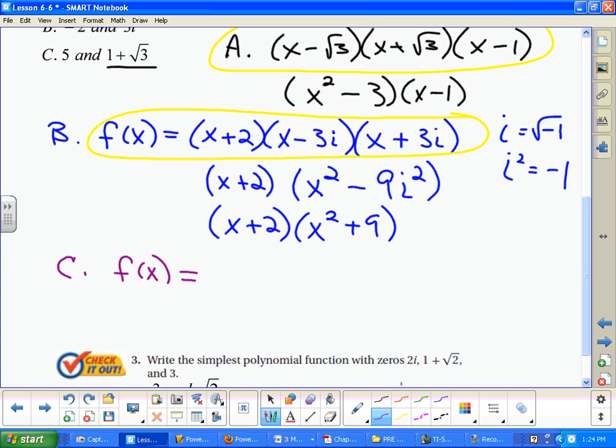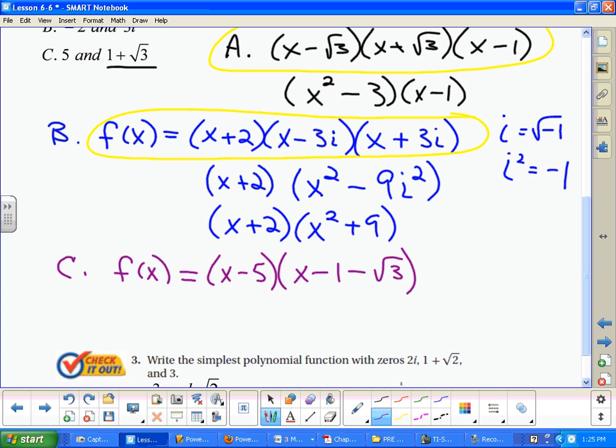Okay, letter C, we have a 0 at 5. Okay, I can do that, x minus 5. Now, all of our zeros are the opposites, right? So if I have 1 plus the square root of 3, what's the opposite of 1 plus the square root of 3? 1 minus. No, what's the opposite of 1 plus? I don't care about the conjugate right now. Okay, what's the opposite of that? Negative 1 minus the square root of 3. So we would have x minus 1 minus the square root of 3. Okay, for this one here.